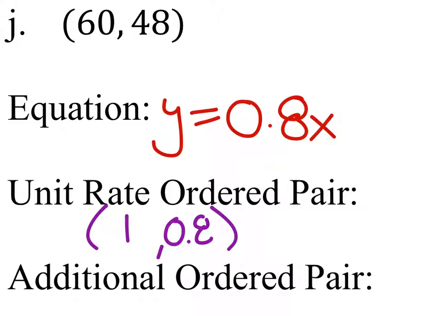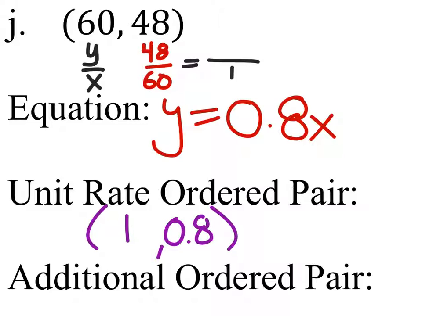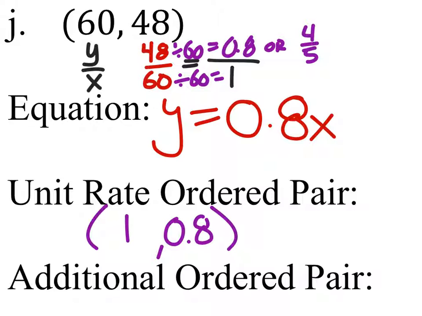So yeah, how did we get that? Let's look. So again, I'm doing y's over x's, right? And this ordered pair gave us 48 as the y and 60 as the x. And the unit rate ordered pair, we always want the x to be a 1. So it's my denominator. So how did I get 60 to be 1? I divided it by 60. And then I got to do the same thing to the 48, divided by 60. And I get 0.8, or some of you guys like the fraction 4/5. So that means your unit rate ordered pair could have used the fraction as well. Either way is good.